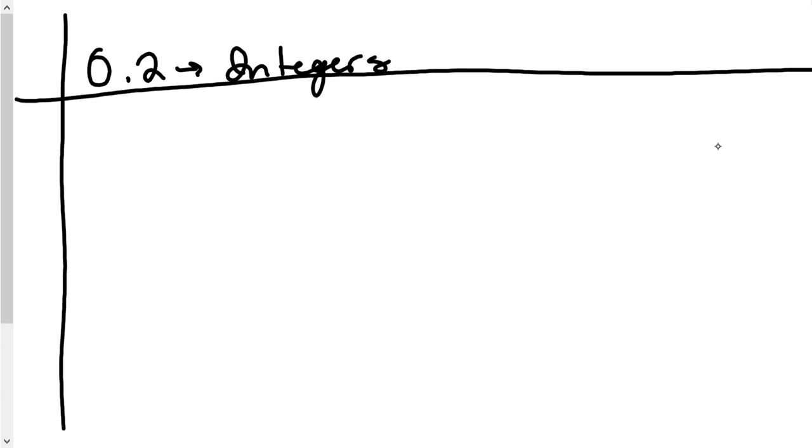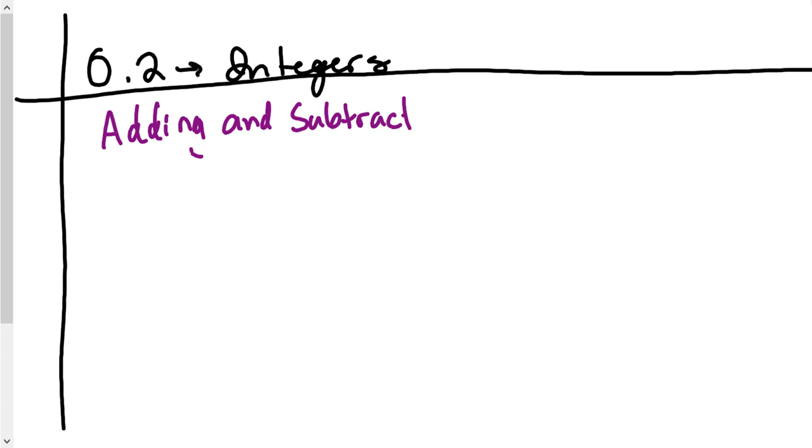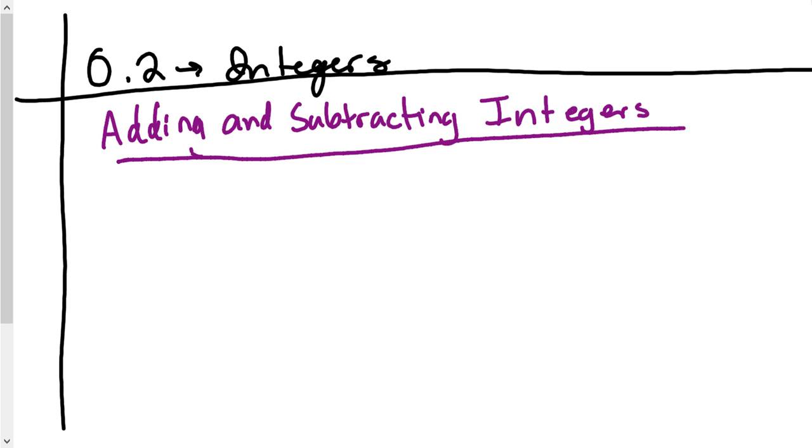In today's lesson, we're going to do a review of integer math, and we're going to start with adding and subtracting integers. So the first thing I want to do is show you an example that you guys might not have really thought about before.